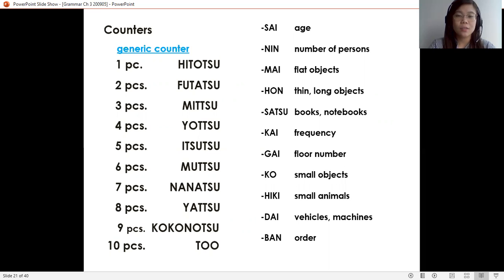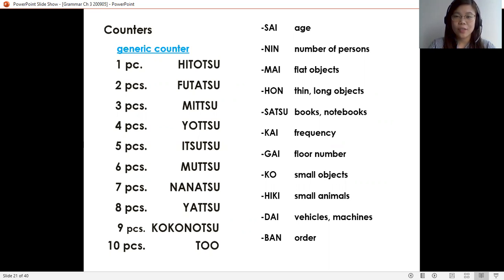So let's try to pronounce the counters. One piece, hitotsu. Two pieces, futatsu. Three pieces, mitsu. Four pieces, yotsu. Five pieces, itsutsu. Six pieces, mutsu. Seven pieces, nanatsu. Eight pieces, yatsu. Nine pieces, kokonotsu. And then 10 pieces, to. Those are our generic counters. I would say you can use these generally for objects. Of course, for people, that will be different.